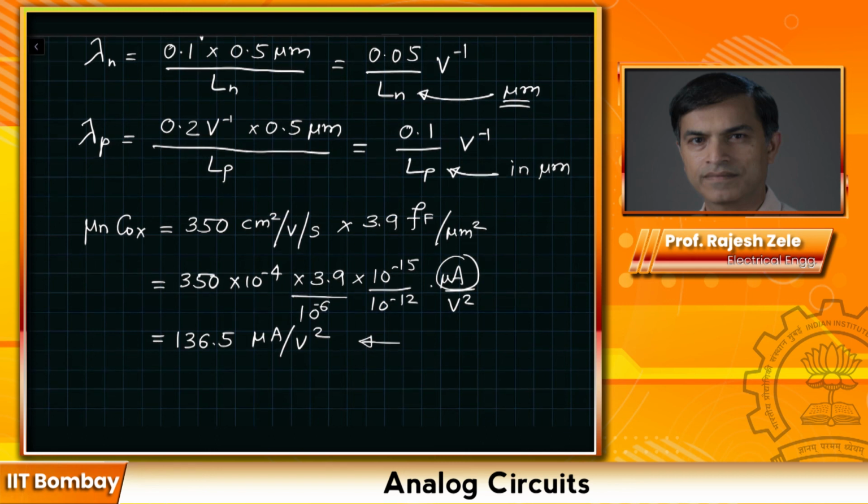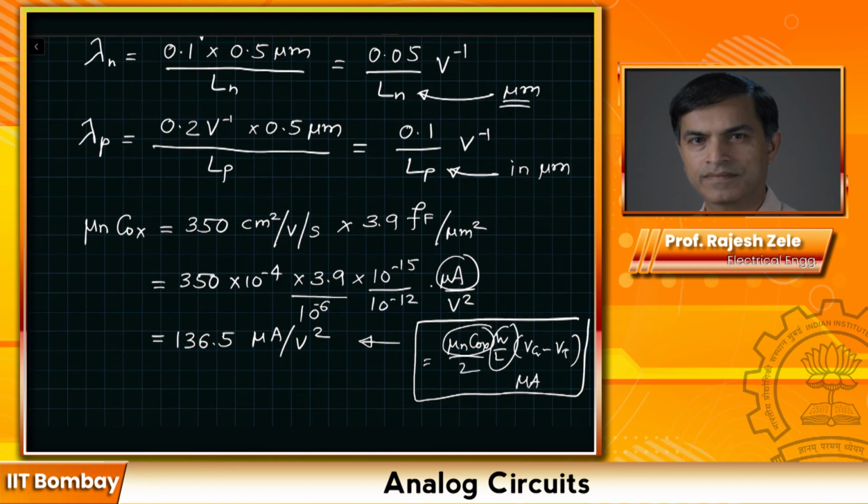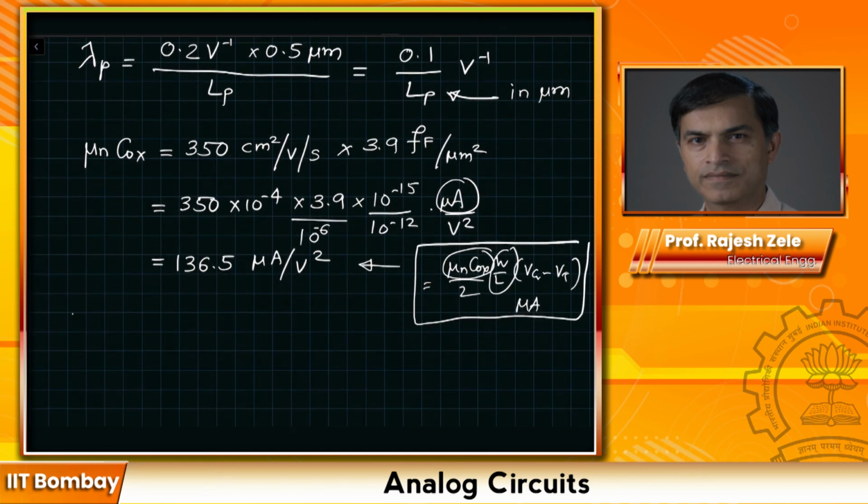So this is something that you can use in your saturation equation quickly. For example, if you have mu n Cox W by L divided by 2 times (VGS minus VT) square, then you know this number, you know the ratio of W by L, and you immediately know the current in microamps. So it's a very good thing to do for your hand analysis. Okay. And we can do a similar expression for mu p Cox, and you can convince yourself the value is 39 microamp per volt square. We'll stop right here.